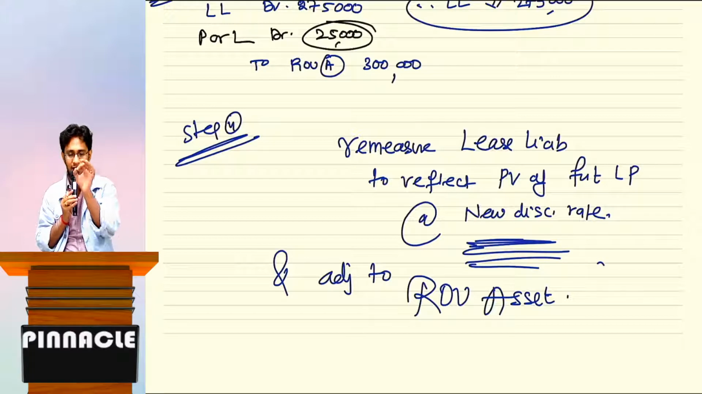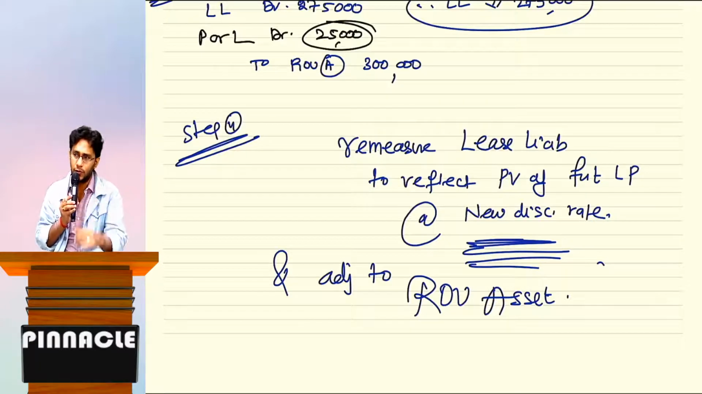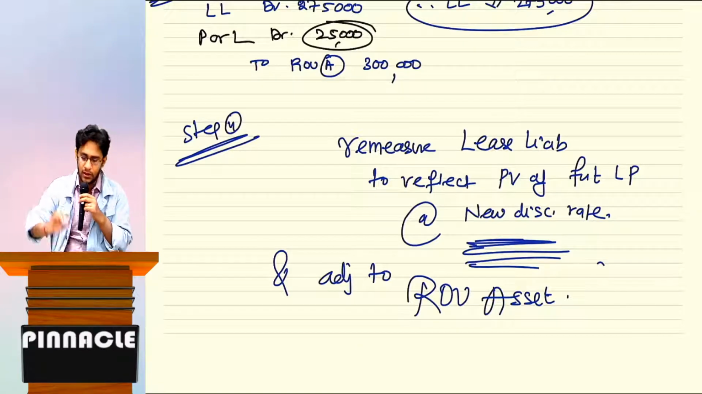What is that? Increase in scope. I increase the scope, and the rent is also at market terms only. Happily consider this as a separate lease. Easy. Case 2, it's a decrease in scope.